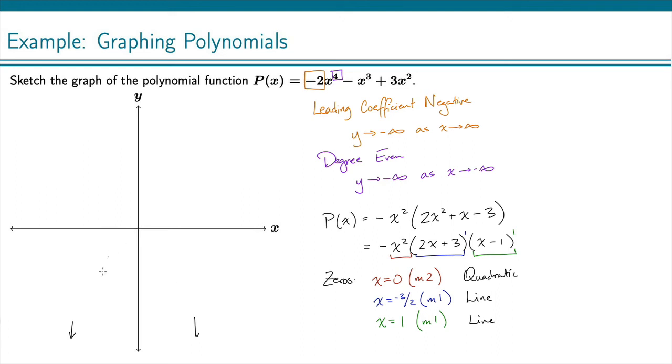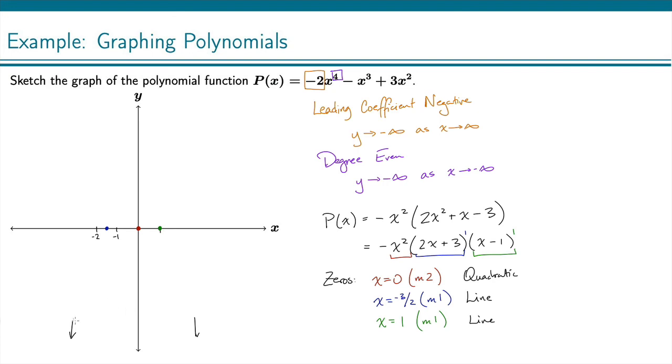And then we can plot our zeros. So we've got a 0 at x equals 0. And we've got a 0 at negative 3/2. So that's 1 and 2. 3/2 would be right around here, negative 3/2. And then we have x equals 1. So right around there.